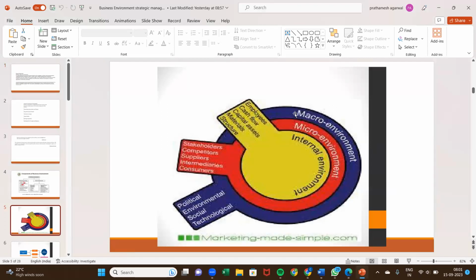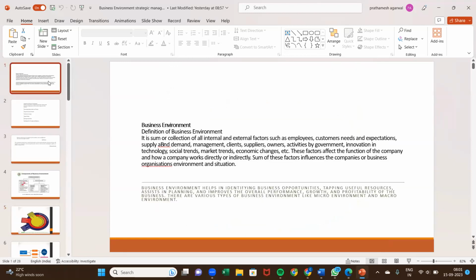So people who have joined today, we are doing business environment. We saw what is business environment, the definition. I will just move very quickly through yesterday's slides, so students who were not there yesterday will get a quick review. We saw what is business environment, and we saw the definition of business environment.